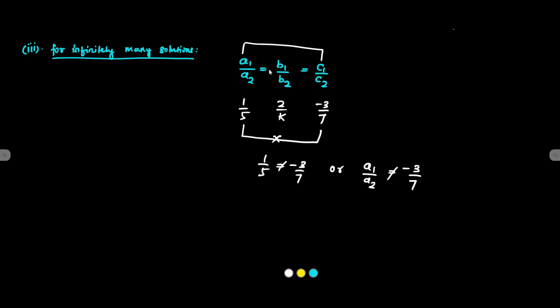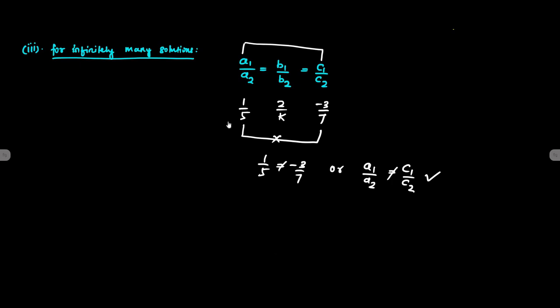So there is no need to find the value of K by comparing it with anything, because as A1 by A2 is not equal to C1 by C2, this condition will never be satisfied. So there is no such value of K for which the given system of equations will have infinitely many solutions. By mistake I have written here minus 3 by 7 for A1 by A2. So as A1 by A2 is not equal to C1 by C2, this condition will never be satisfied for any value of K.